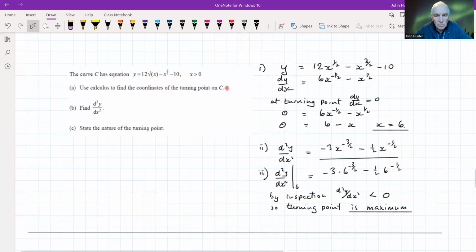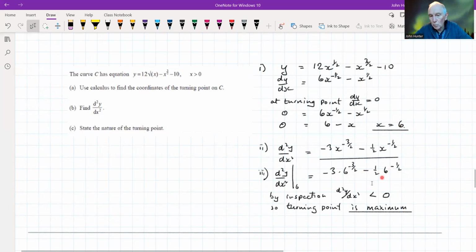Use calculus to find the coordinates of the turning point, so we can work that through. We get the turning point when dy/dx is equal to 0, and then we can solve our equation and get out the x value. Now it says find the second derivative, so we can just work that through again. Obviously, I've got it slightly wrong there, but that's going to give us the second derivative. And if we evaluate that at 6, now we can work all these numbers out, if you like.